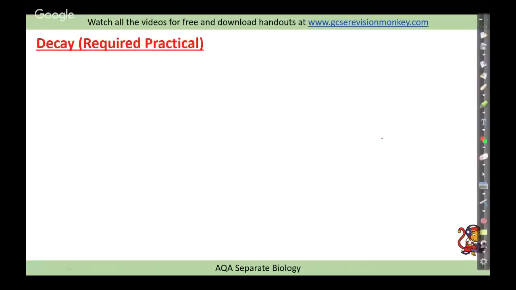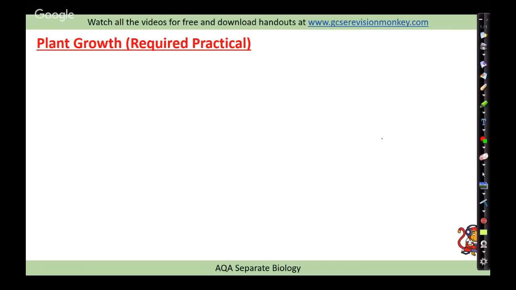So the decay required practical. Decay is carried out by microorganisms. So let's just draw one here. This is our microorganism. If that wanted to decay rotting matter, what it would do is release enzymes into the leaf litter or the rotting animal, whatever it is, outside. Those enzymes would break down the longer molecules in the decaying matter, and then the soluble molecules can move back in.